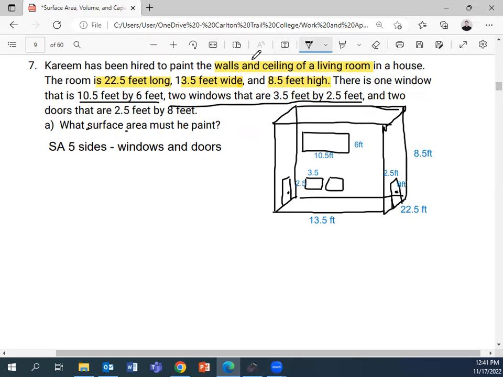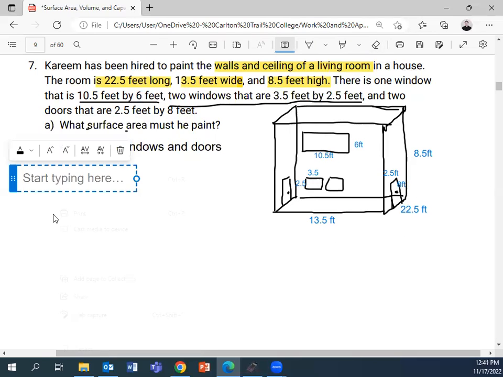So let's do the front and the back. So what am I going to say? I'm just going to say F plus B. Does that make sense? Front plus back?